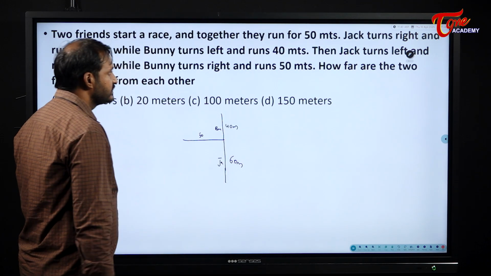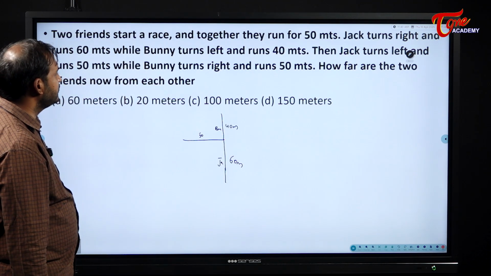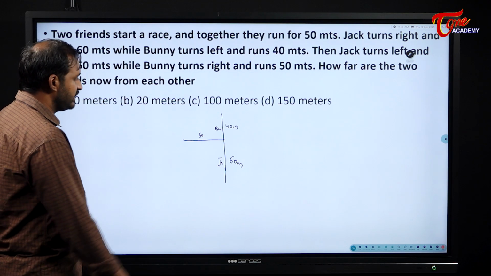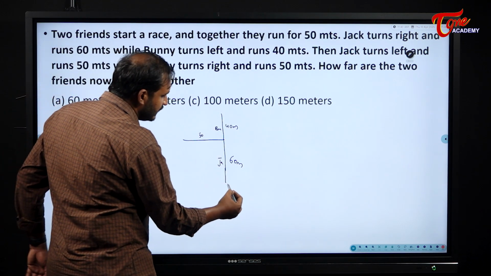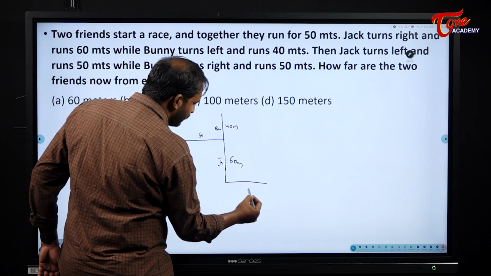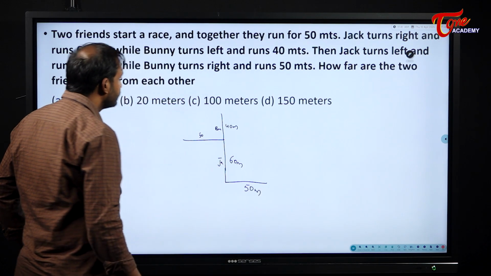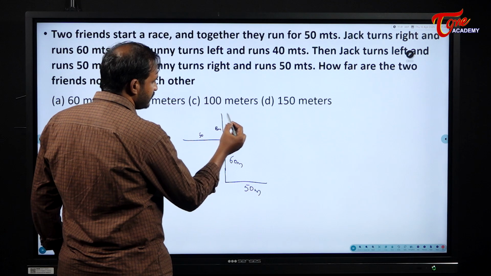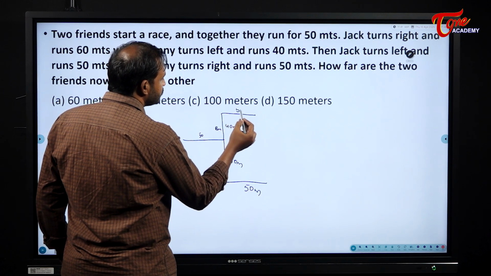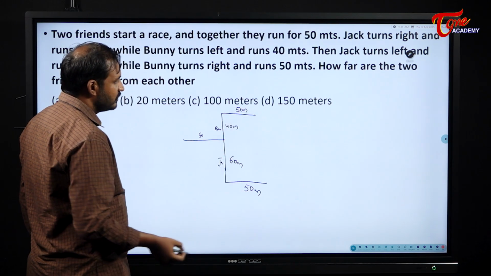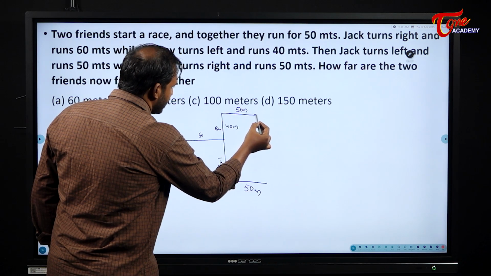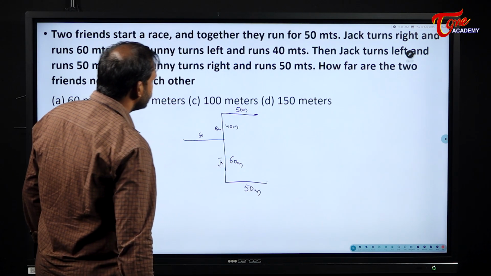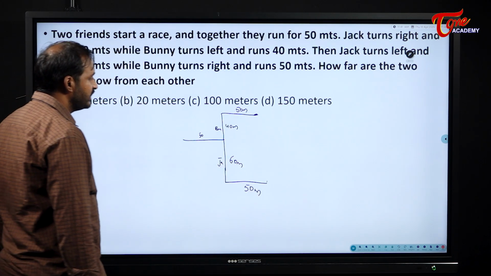Just 40 meters. Okay. Then Jack turns left and runs 50 meters. See, the person moving in downward turning left means this is the direction. And he run what distance? 50 meters. Next, Bunny turns right and runs 50 meters. This person is also running right and he is also running 50 meters. So that means more or less they both are in a parallel position here and here. Next, how far are the two friends now from each other?